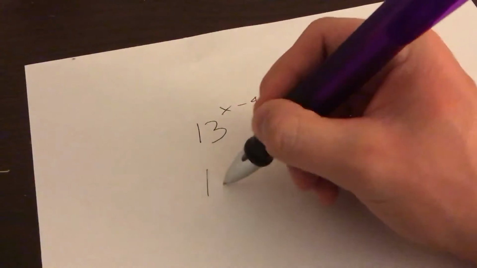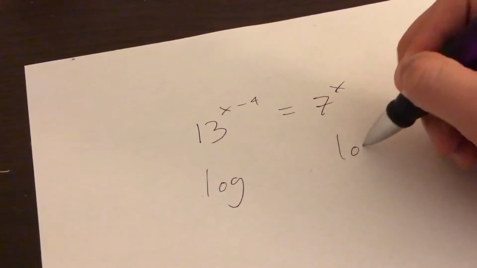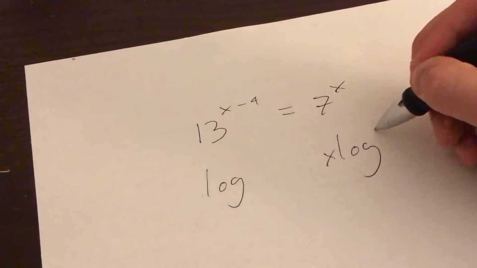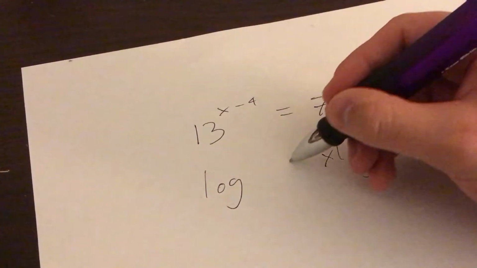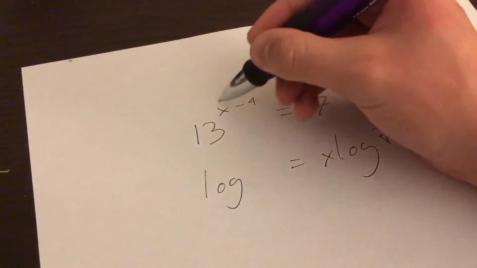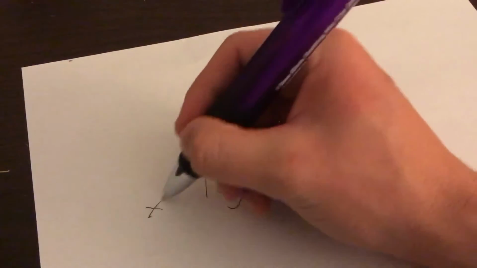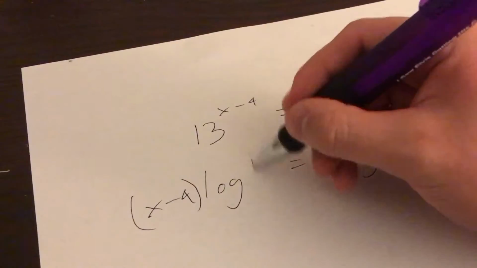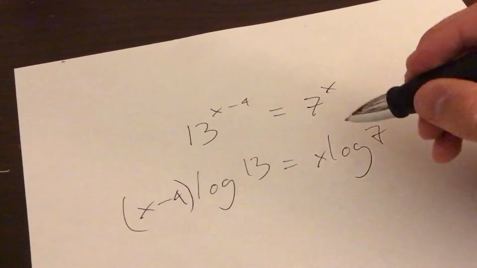So I'm going to do that. I'm going to log both sides. And what comes out, you know the exponent goes in front of the log. And 7 stays there. And now this is the exponent, so this is going to go in front of the log, this whole unit, okay? And then 13, okay?